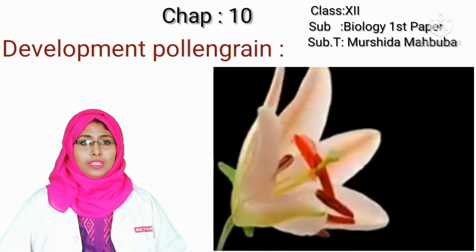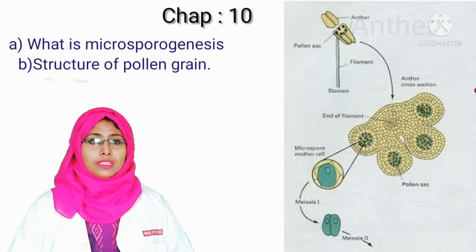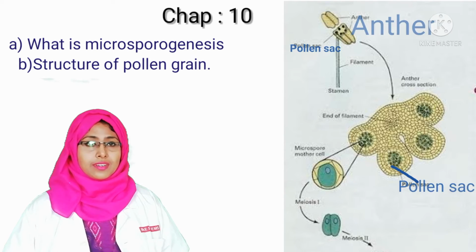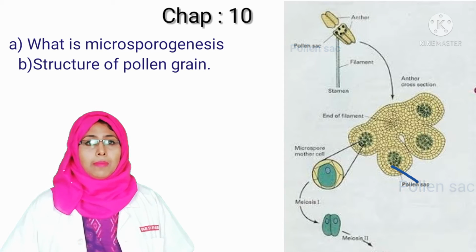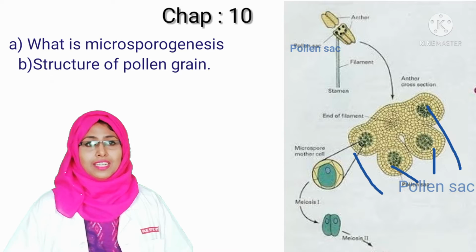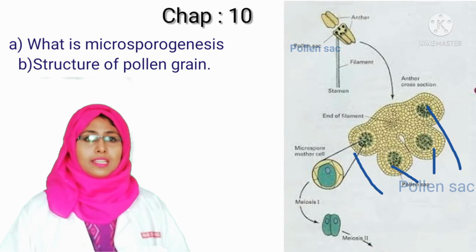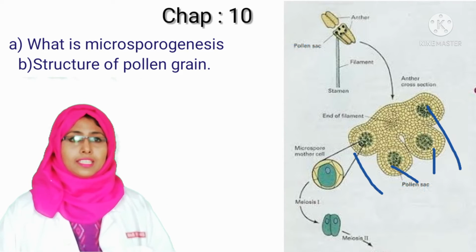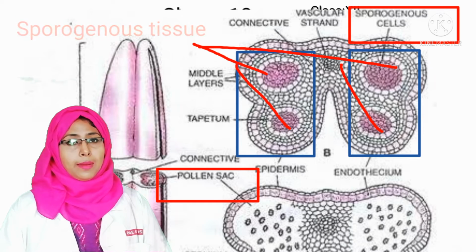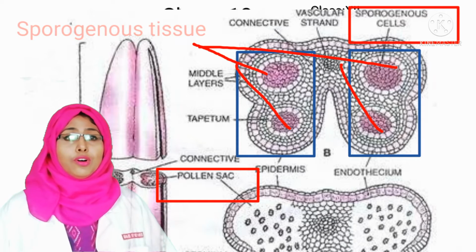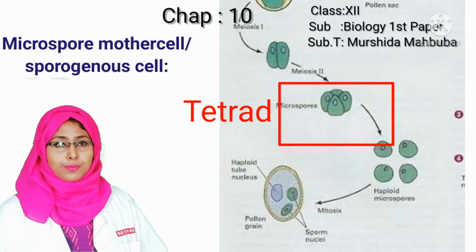Development of pollen grain. The process of formation of pollen grain within the pollen sacs of the anther of androecium is called pollenogenesis or microsporogenesis. The anther has 4 pollen sacs. Within the anther, 4 groups of fertile sporogenous tissue develop. Sporogenous cells divide by meiosis to form 4 haploid pollen grains. The cluster of 4 microspores is called a tetrad or tetraspores.